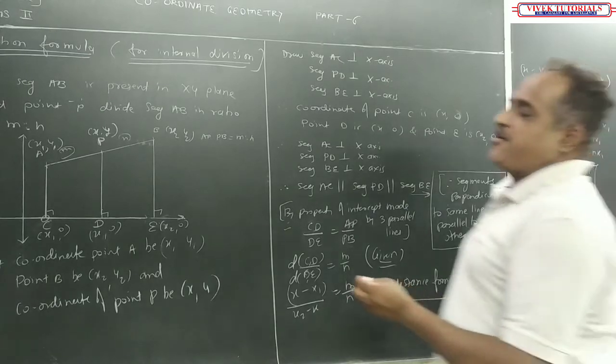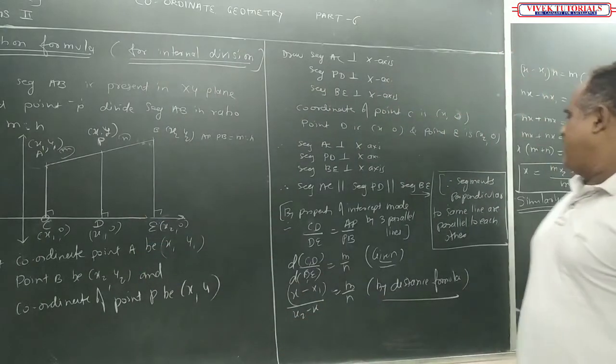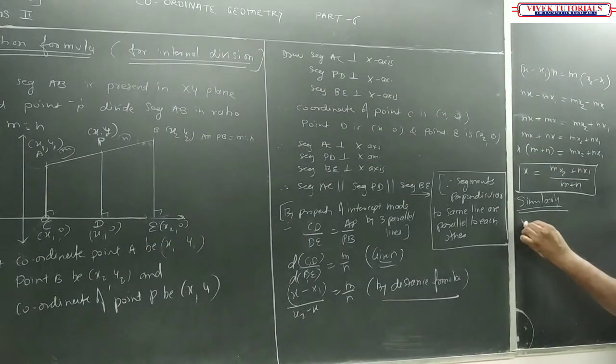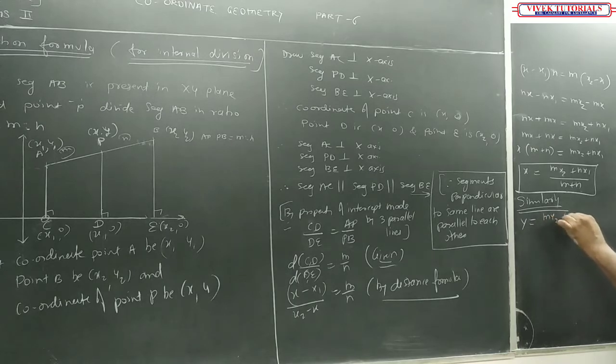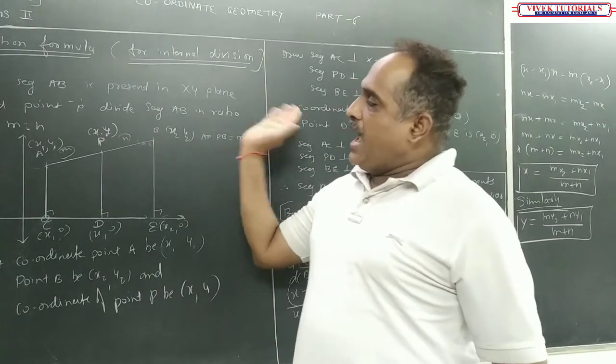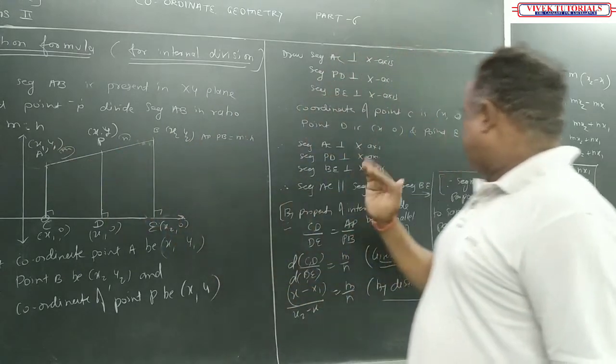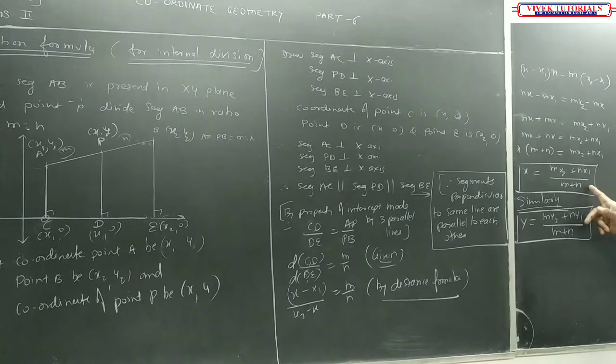Is it right? Now, similarly, what will we do? If I draw perpendicular to y-axis, the same thing is going to repeat, and what do you get? y is equal to my2 plus ny1 upon m plus n. So y is the coordinate of what? P. So y is equal to my2 plus ny1 upon m plus n. Same thing. Above it is mx2 plus nx1 upon m plus n, here it will be my2 plus ny1 upon m plus n.